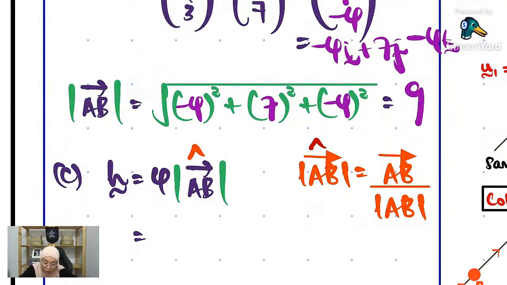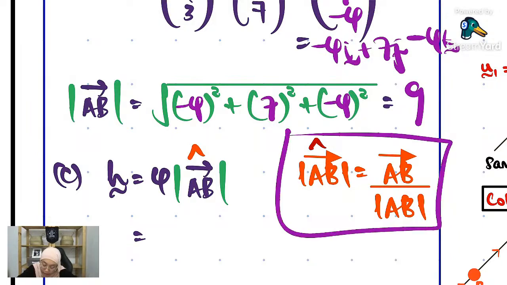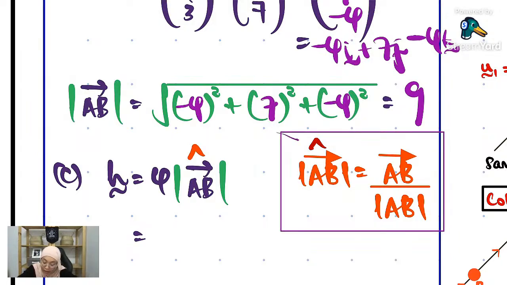We call this formula the unit vector. Okay, so if it says it wants a new vector H here, and this new vector H is 4 units long in the direction of AB, it means it requests from you the hat, not only the direction IJK. No, it wants the hat.